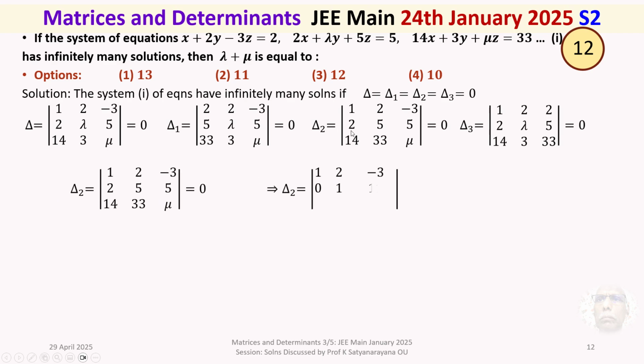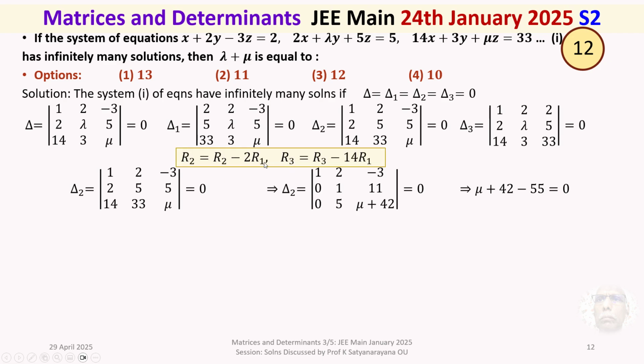Right, this is the delta 2 I have taken. And now what did I do? I did some elementary row operation. This is the elementary row operation. R2 is R2 minus 2R1. R3 is R3 minus 14R1. I did. So I got this one. And expand this one along the first column. You will get mu plus 42 minus 55 is equal to 0. And this will give you mu is equal to 13.